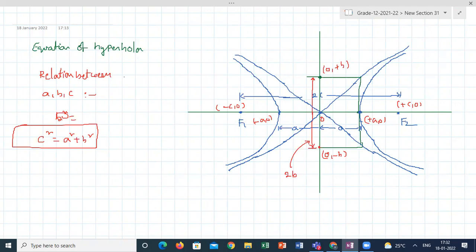Yeah. So we will take this relation and proceed. In the next class, just try to explore yourself. I will explain in the next class how we got this relation. It's not like the ellipse. It was not so easy to prove as the ellipse.